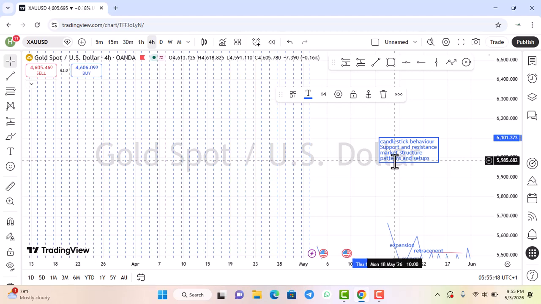Then, when you get to the support and resistance, these are key levels where price reacts. At support level, price tends to stop falling, and at resistance level, price tends to stop rising. So, price can't just decide not to rise or not to fall. There must be a behavior behind it. There must be an activity behind it.